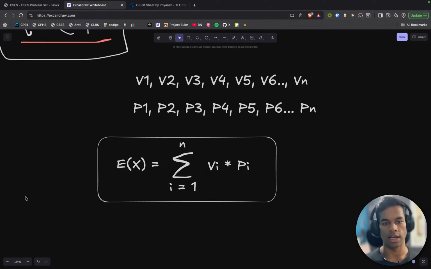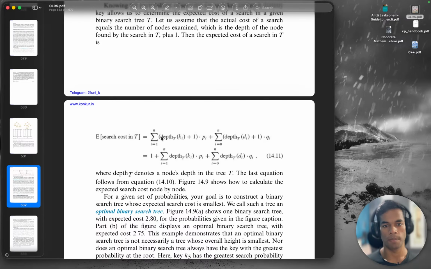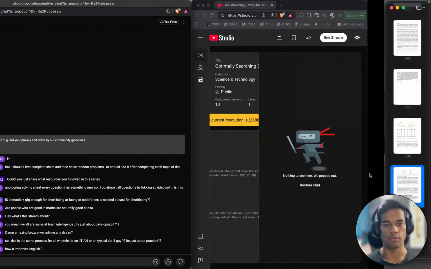So that is exactly what they are doing here. This is the value, depth k plus 1. It is the value, multiplied by pi, which is the probability. So in total, it gives you the expected value. That is it.